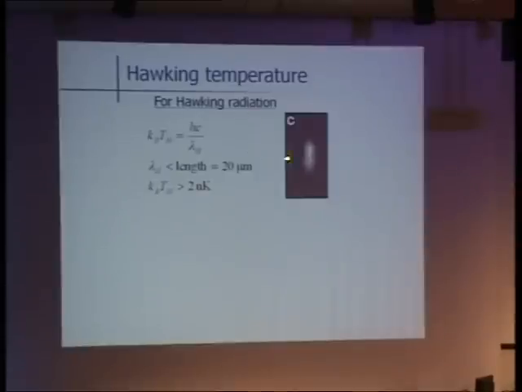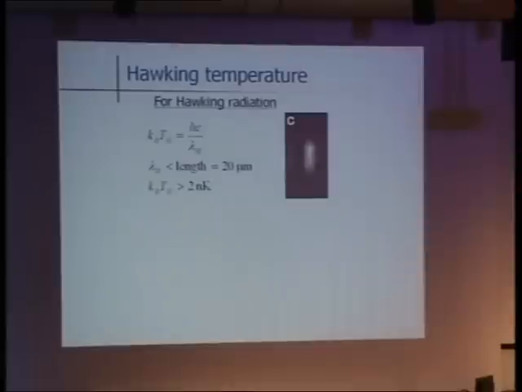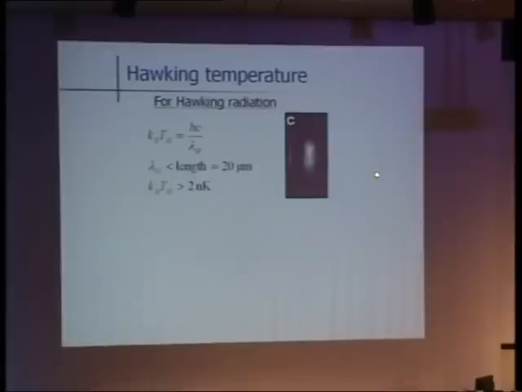This is our experiment. Its size is around 20 microns. That's the total size of this cloud. That corresponds to a wavelength. If the wavelength were 20 microns, then the temperature would be 2 nanokelvin. So if we want to have one wavelength across this gas, we would have to have 2 nanokelvin as our Hawking temperature. So we're an order of magnitude away from that. Our Hawking radiation would have a wavelength an order of magnitude larger than our entire sample. So we won't be able to see those sound waves.